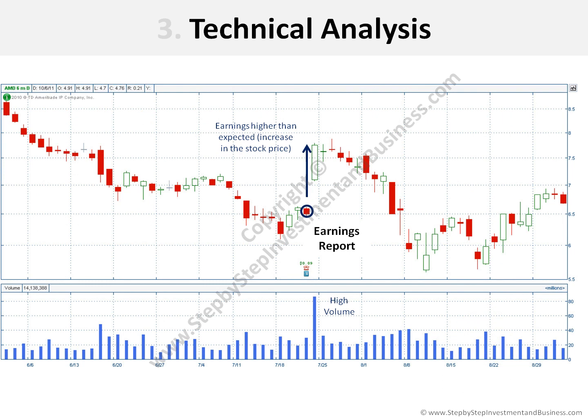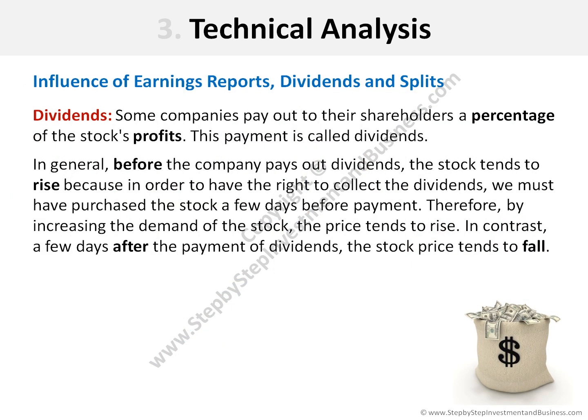The blue circle indicates the day the company reported earnings. Clearly, the next day there was a large increase in the stock price, and this was due to the fact that the earnings reported were higher than expected. This is what caused a large increase in the stock price, and this movement was accompanied by a high trading volume. Now, let's see the influence of dividends.